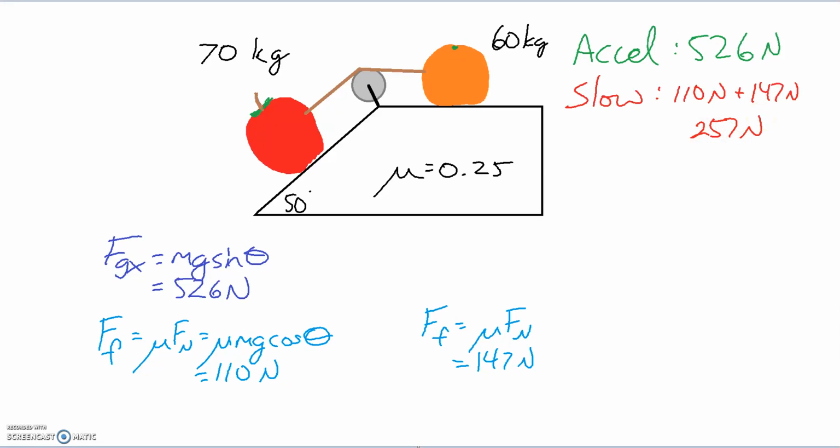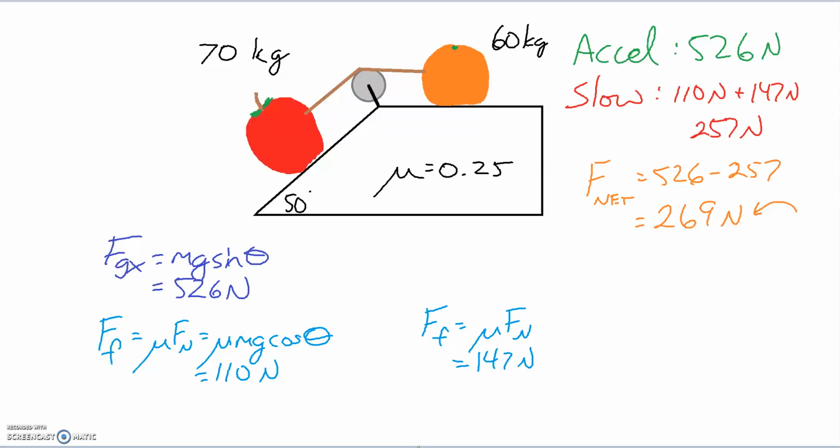So let's then put these together, which of course would give me my net force. So my net force would be my total applied force, which is the 526 newtons from the apple, minus all the friction trying to slow it down, which would be 257. So the net force that I'm left with is about 269 newtons, and of course this thing would try and move towards the left.